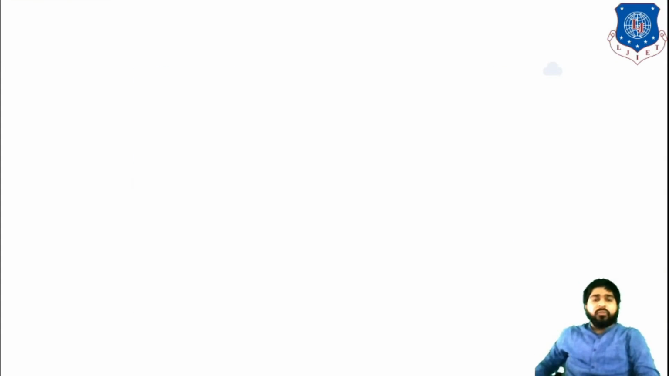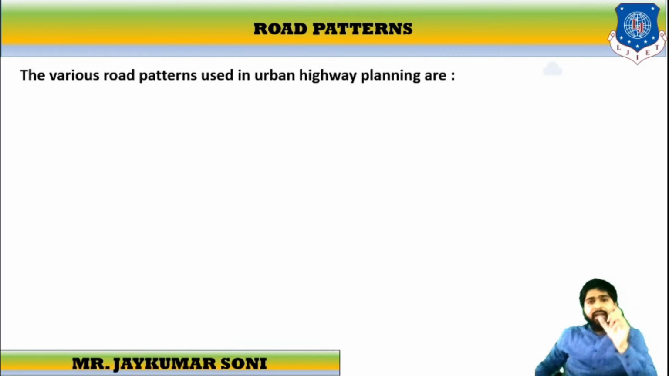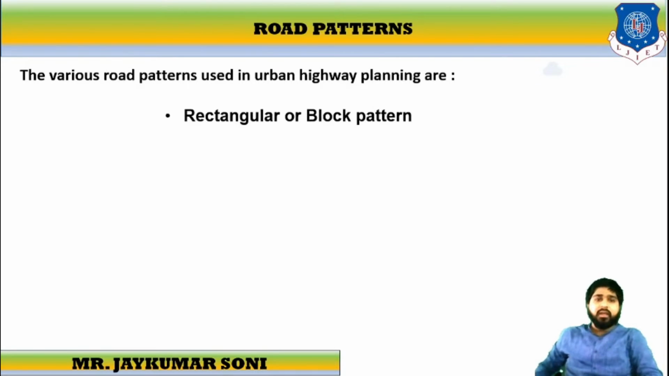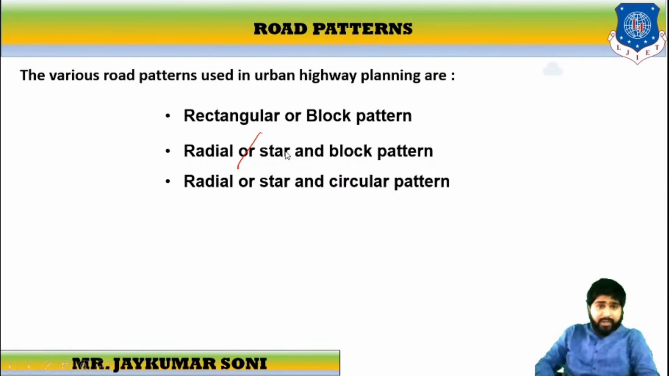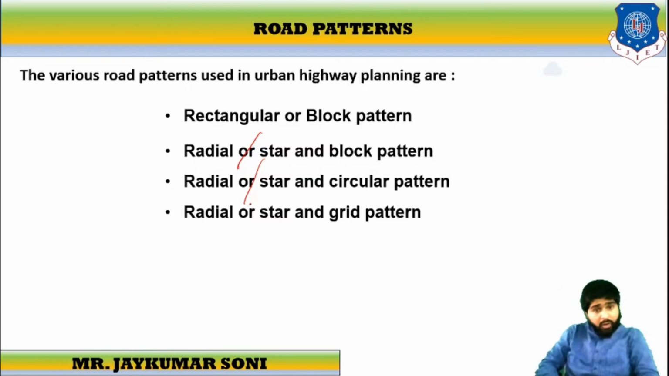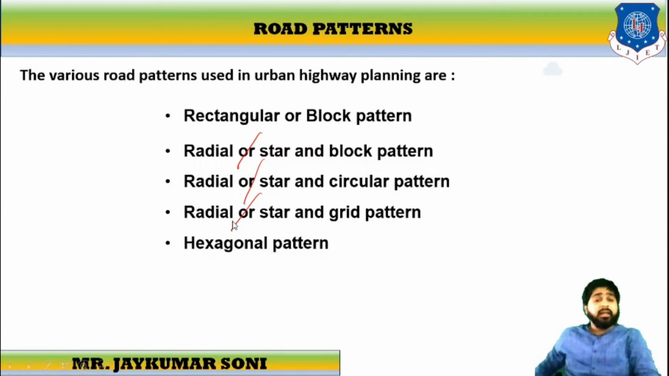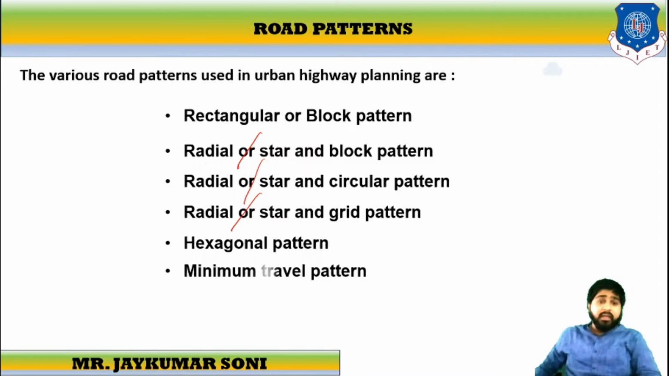See, there are various kinds of road patterns whenever highway planning and designing comes into existence. First is called rectangular or block pattern. Another one is called radial or star and block pattern. Then radial or star and circular pattern. Then radial or star and grid pattern. Then another one is the hexagonal pattern. Then another one is the minimum travel pattern. So there are various kinds of patterns. Let us learn one by one.